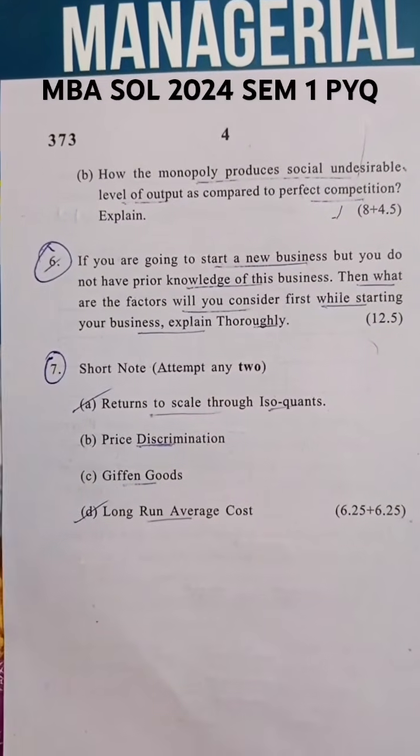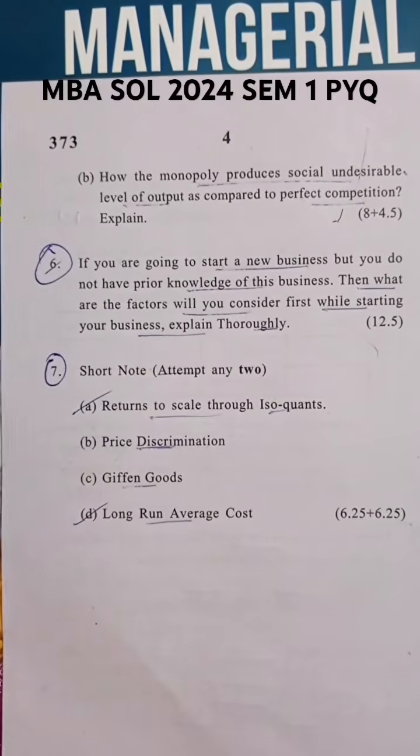In the seventh question, there is a short note. You have to write any 2 short notes on the given goods price.